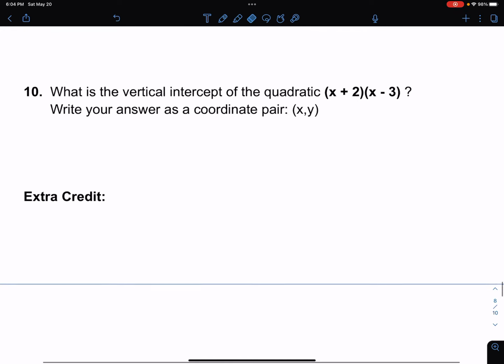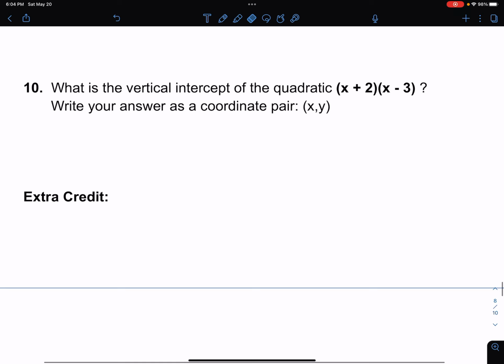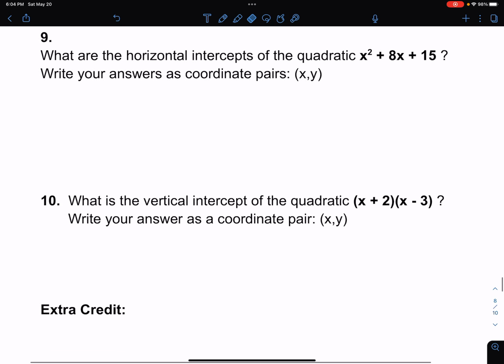All right, number 10. What is the vertical intercept of the quadratic x plus 2 times x minus 3? Write your answer as a coordinate pair. So see what I've done here with these two.